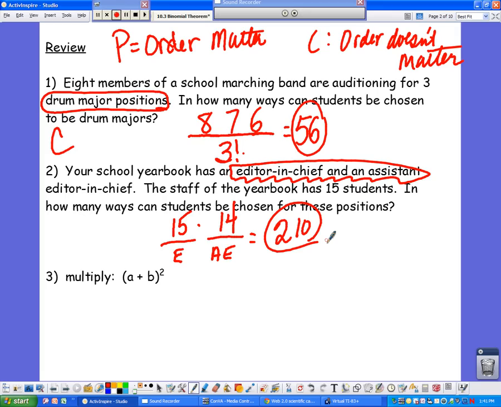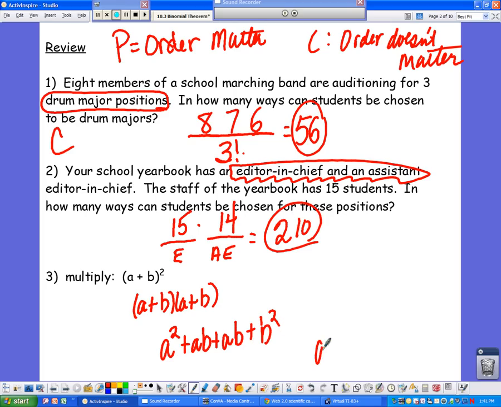Okay. Number 3 is kind of an introduction to what we're actually going to be working on today. They call it the binomial theorem. But remember, we're squaring this, so this is the same as if I took a plus b times a plus b. And if I FOIL it, or if I distribute the a to everything, a times a gives me a squared, a times b gives me ab, b times a, I'm going to write it as ab, plus b times b is b squared. So ab plus ab, I get a squared plus 2ab plus b squared. Okay, and we're going to come back to that. It'll lead us into something else.